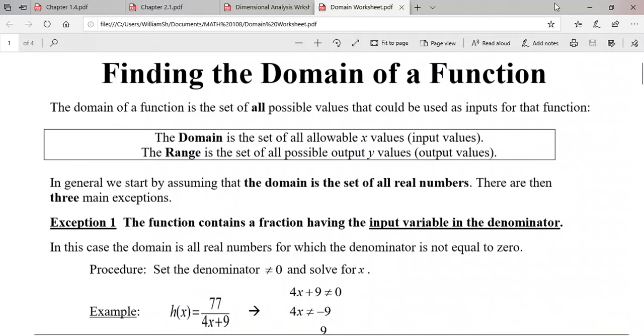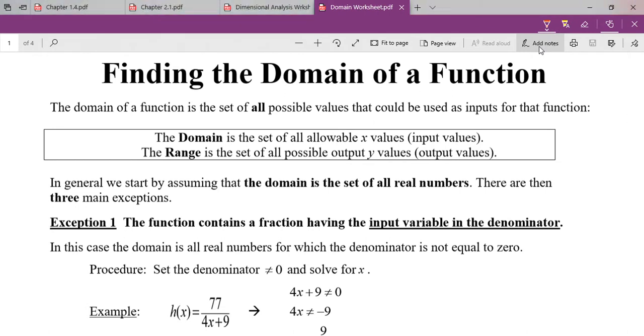Alright, we are going to find the domain of a function and work through this finding the domain of a function worksheet here. I'm just going to read through it to start with and we'll do some examples. The domain of a function is the set of all possible values that can be used as inputs for that function. The domain is the set of all allowable x values, or your input values here. And the range is the set of all possible output y values.